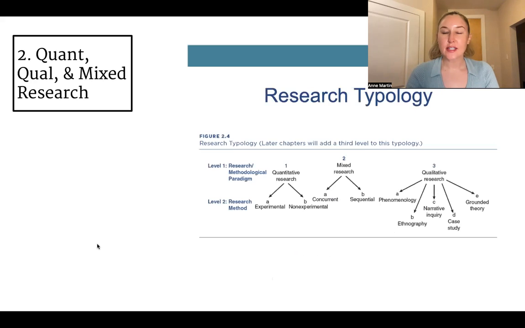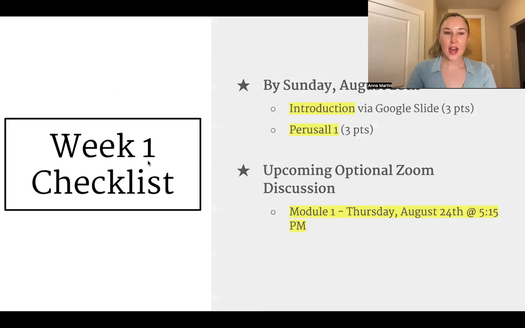So I'm curious, when you look at the research paradigms, which one seems to resonate with you at this point, or what questions do you have about those? That is what you are going to be doing in chapter 2.